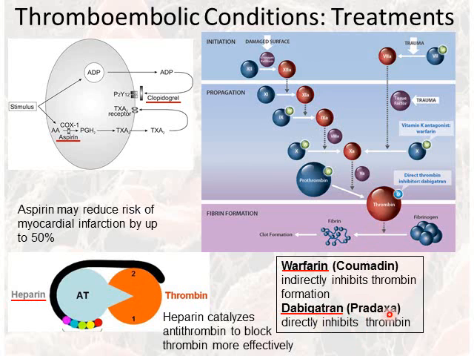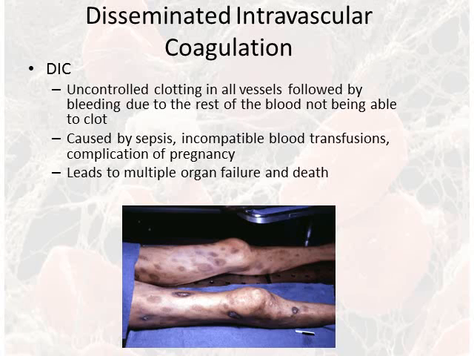Dabigatran or Pradaxa is another very common one. It actually directly inhibits thrombin, so it blocks thrombin from doing its job here. Okay, so some important drugs that you need to be familiar with. Okay, a few other clotting disorders.